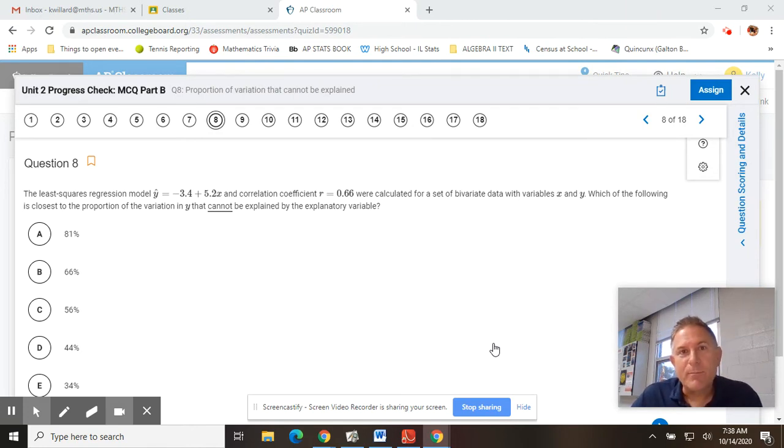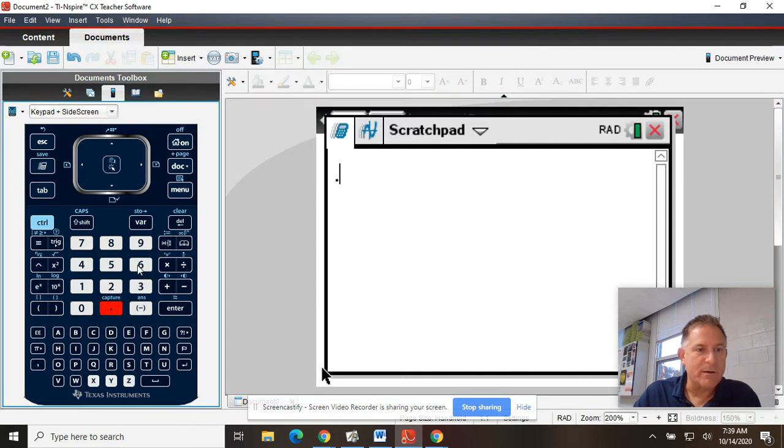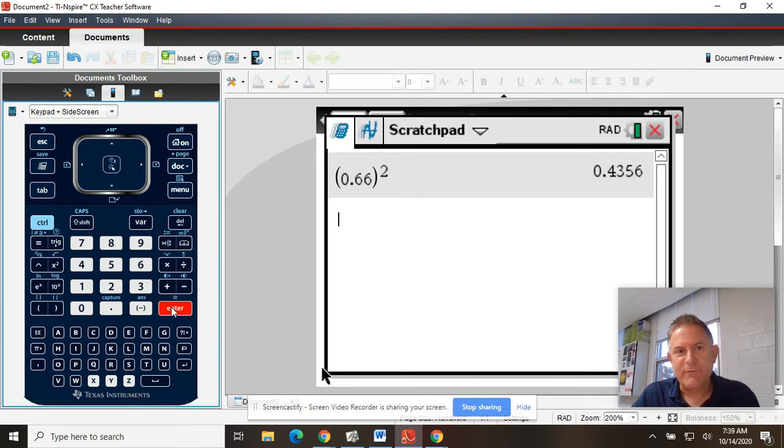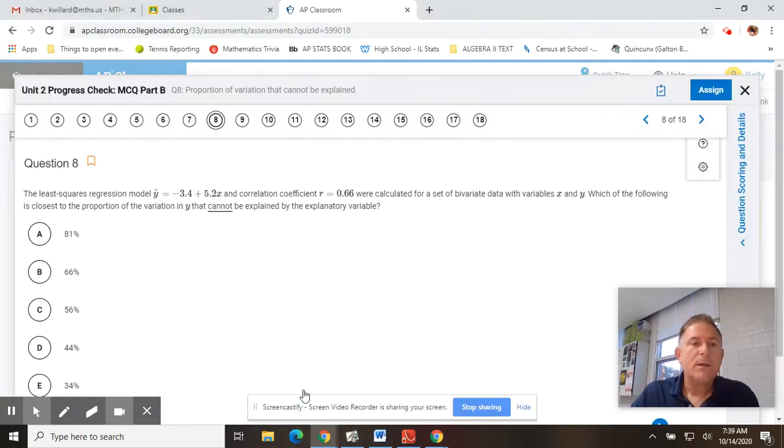Please remember that the proportion that can be explained is r squared. So we're going to take 0.66, which was r, and square it. I'm going to round that, so 44% can be explained. So if 44% can be explained, the rest can't, and so 56% cannot be explained. And so that one was C. That was number 8.